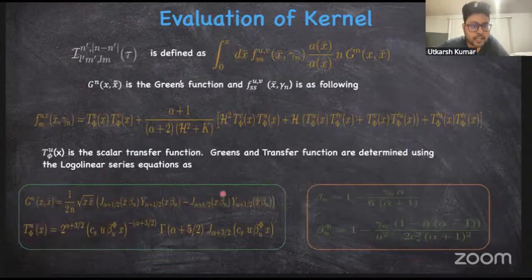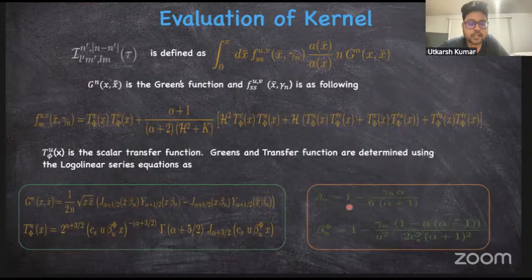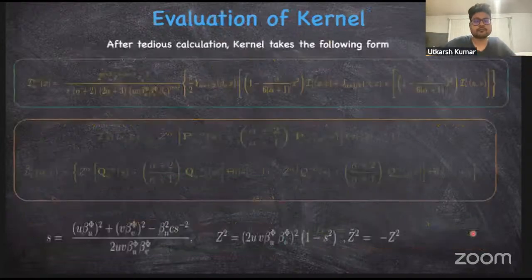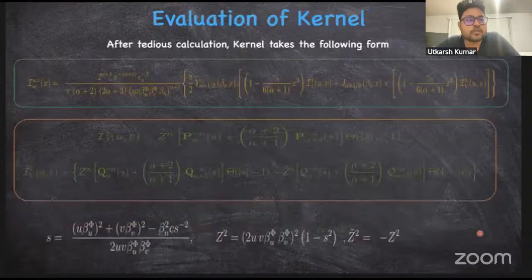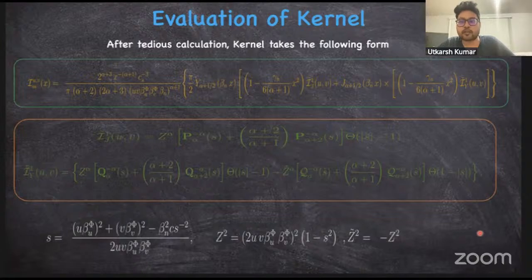So again here we note that the quantities beta n and beta u encode the corrections due to the spatial curvature, given as follows. Now using all the expressions for the Green's function and the tensor transfer function, one can rewrite the kernel equation in the following form.